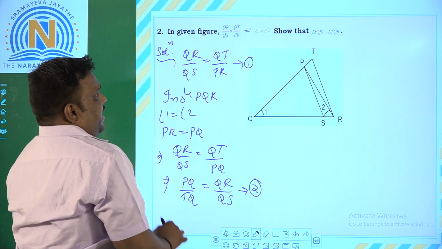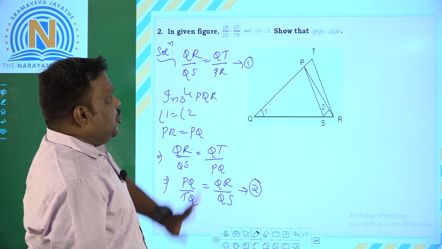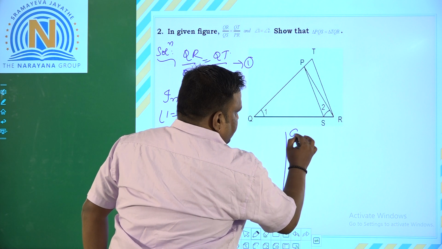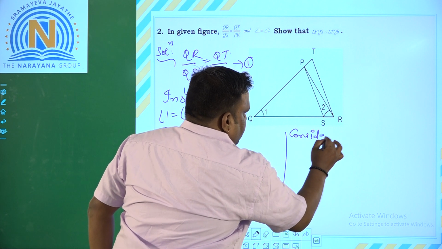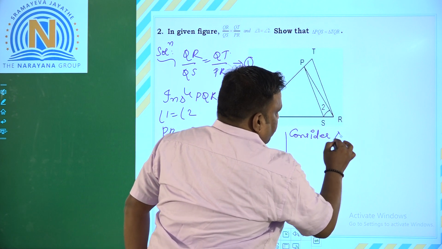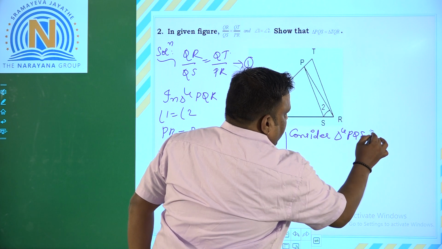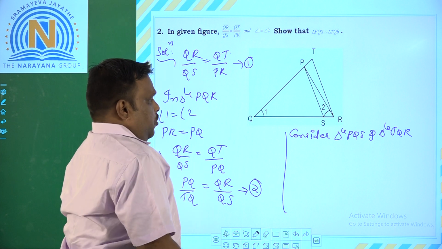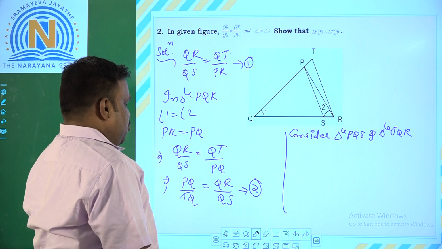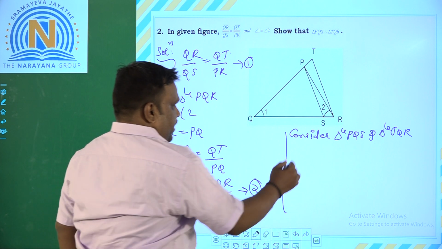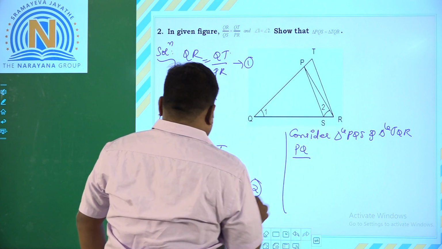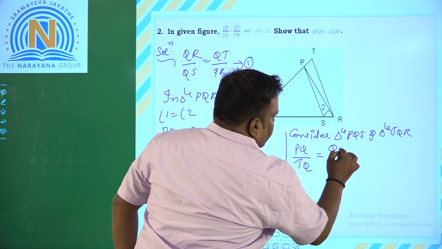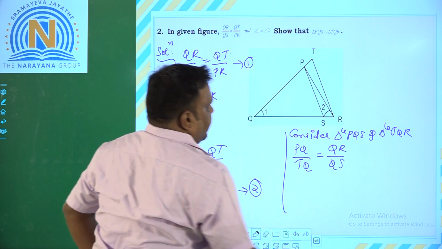Now consider triangles PQS and TQR. Okay, now consider triangle PQS and triangle TQR. We got the second equation clearly here, that is PQ by TQ is equal to QR by QS. This we already got here.